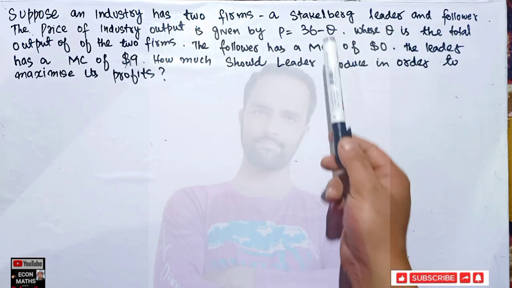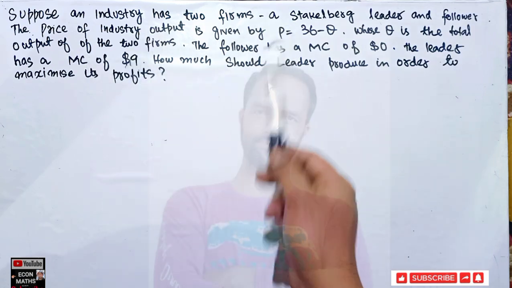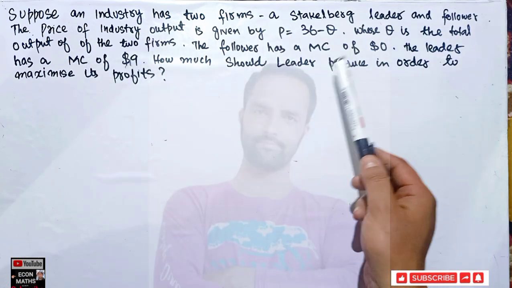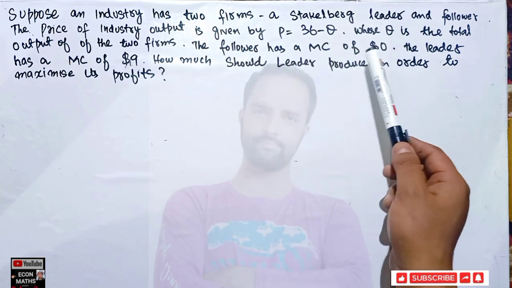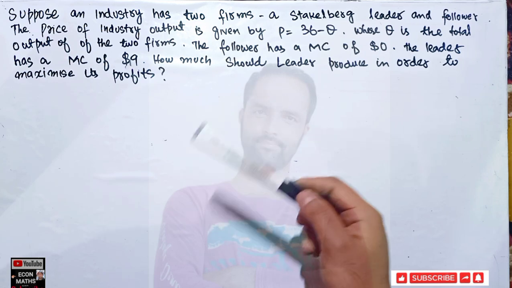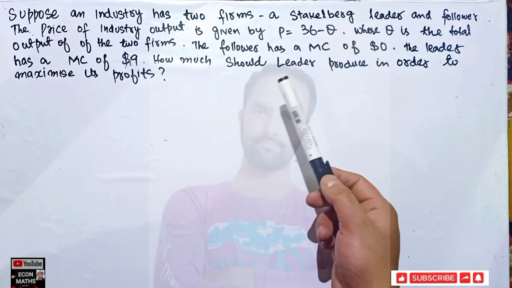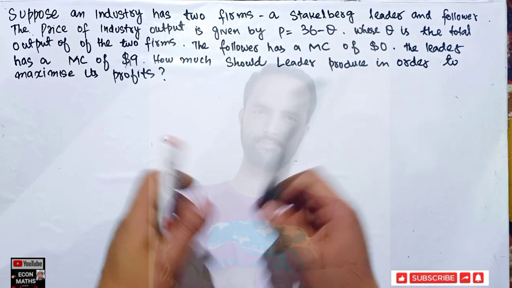The price of the industry is given by P is equal to 36 minus Q, where Q is the total output of the two firms. The follower has a marginal cost of $0, and the leader has a marginal cost of $9. We have to find the amount of output that the leader will produce in order to maximize its profits.